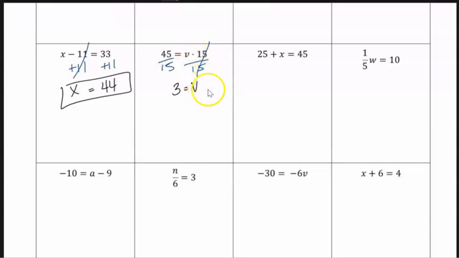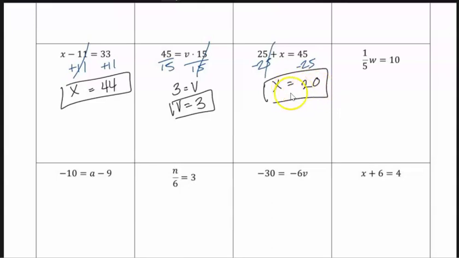Now, typically when we write our answers, we prefer to write the variable on the left and then our answer. But 3 equals b is the exact same thing as b equals 3. They mean the exact same thing. It's just preference once again. So from here on out, you're going to keep going. I'm going to subtract by 25 on both sides, which will leave me with x equals 20.